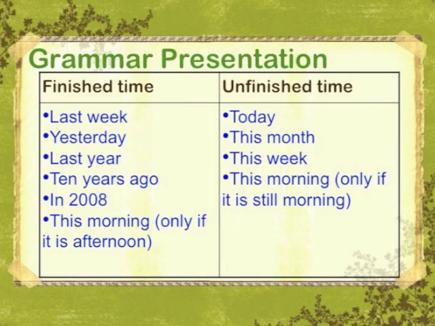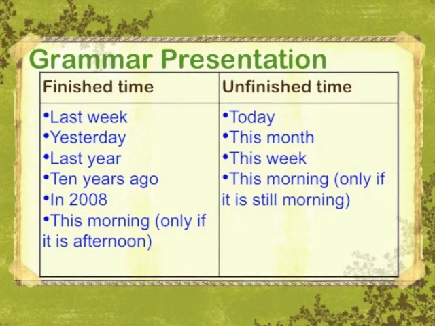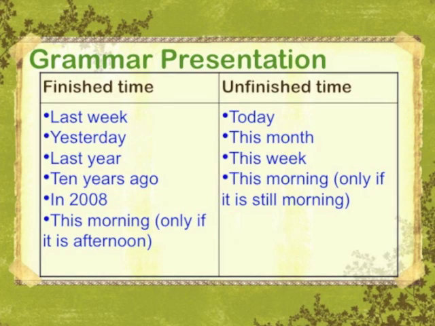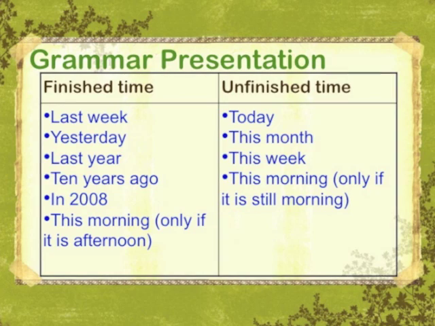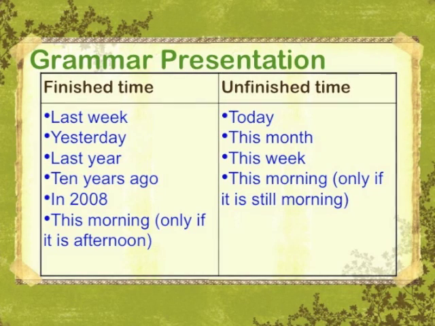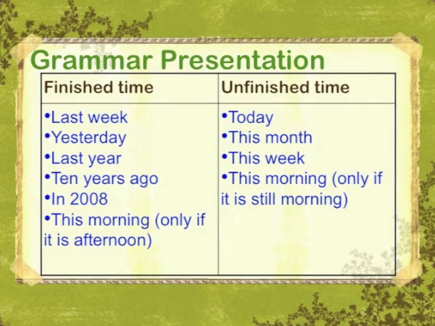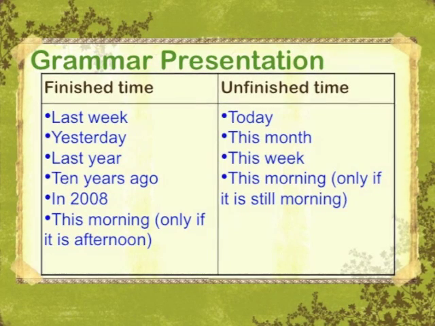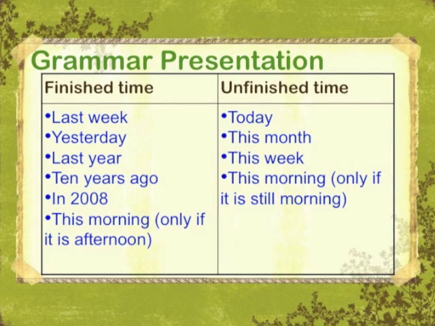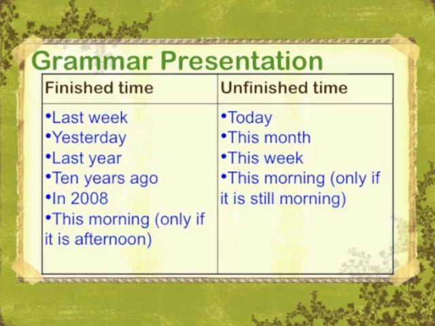Unfinished time would be words like today, this month, this week, and this morning if it's still morning. This afternoon works the same way. So if it's evening or night, then you use the simple past. If it is still in the afternoon, you would still use the present perfect.